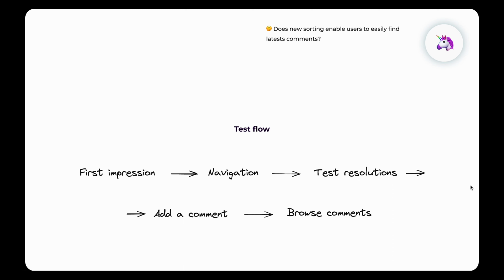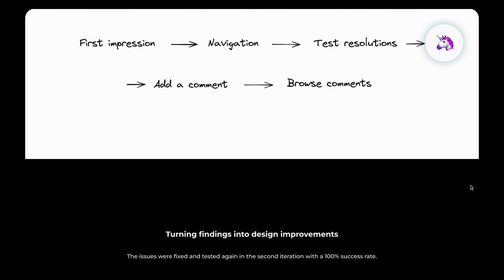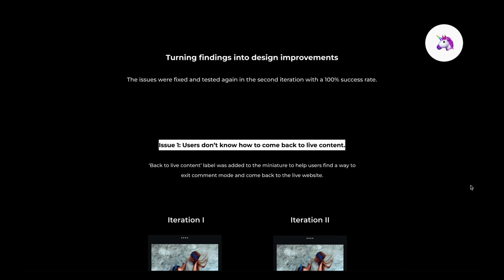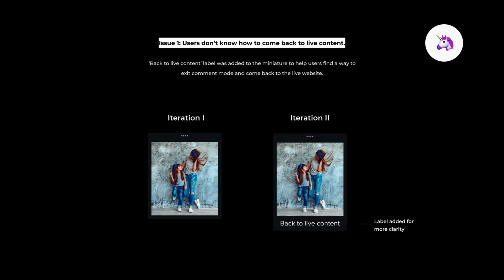Then we can show a simple task flow just to give them a taste of how the test looked like. And then we have to immediately go through findings and design improvements because this is the most important part. I think it's very important to combine the issue that you've detected with a solution in this section.